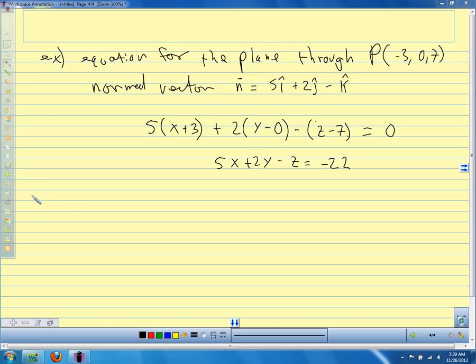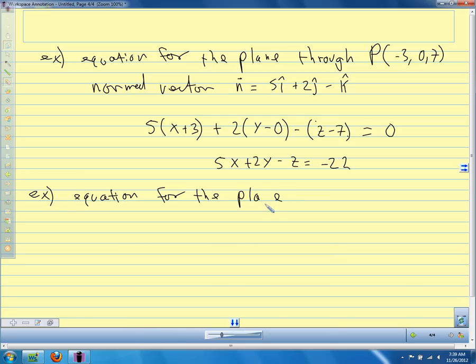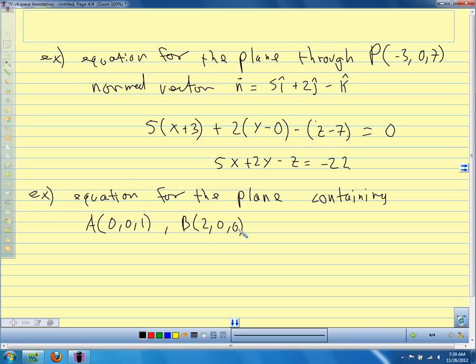All right, another example. A little trickier. We want the equation for the plane. Our plane contains the point A, 0, 0, 1. The point B is 2, 0, 0. And the point C, which is 0, 3, 0.